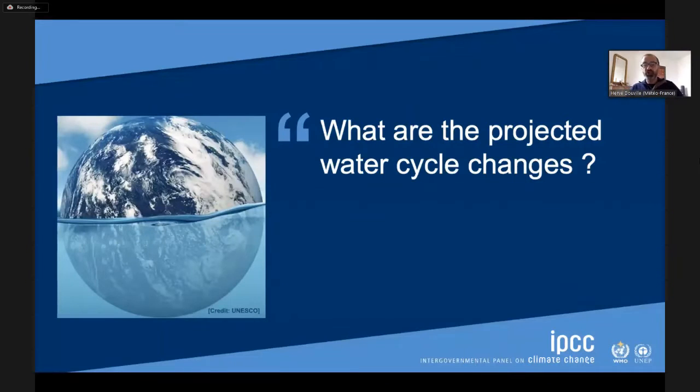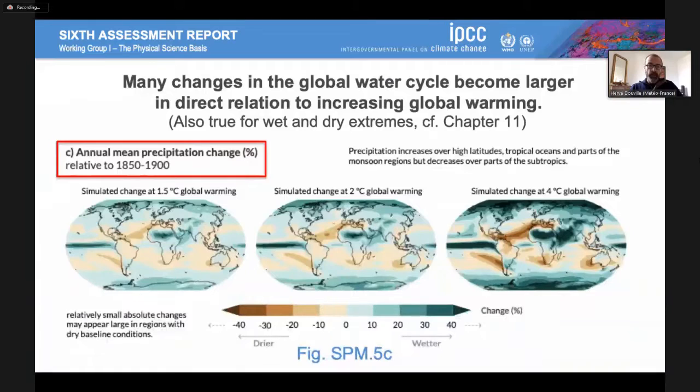Moving now to the projected water cycle changes, a first key result is the fact that most water cycle changes will become larger in direct relation to increasing global warming levels, not surprisingly, and in line with what has been shown earlier by the special report on global warming at 1.5 degrees, for instance. This is true for annual mean precipitation, as shown here for 3 global warming levels at 1.5, 2, and 4 degrees respectively. But this is also true for most wet and dry extremes, as will be explained later by Sonia.